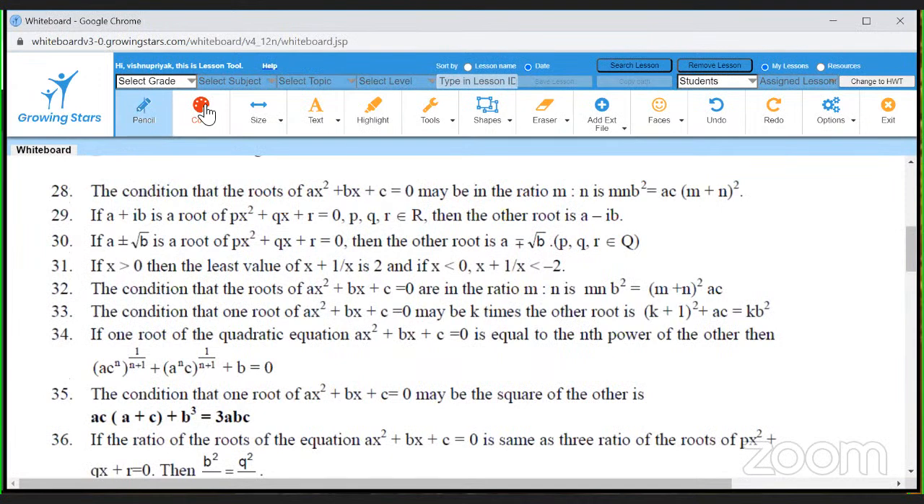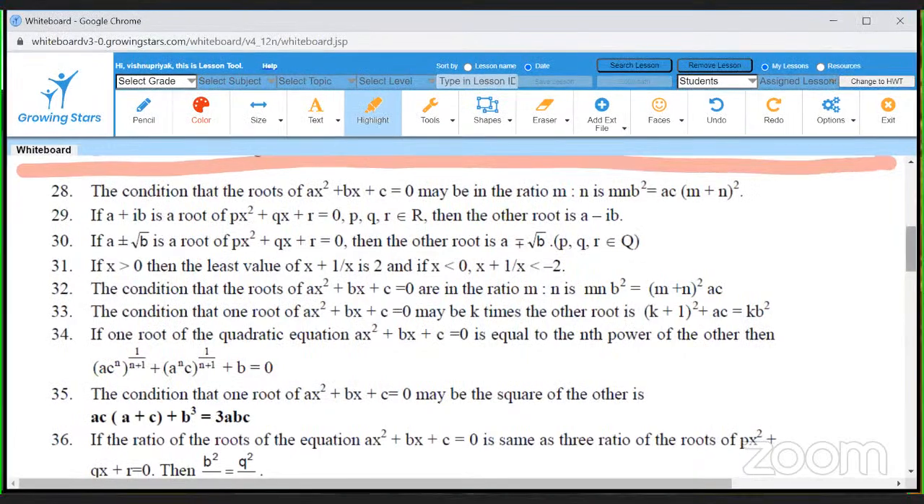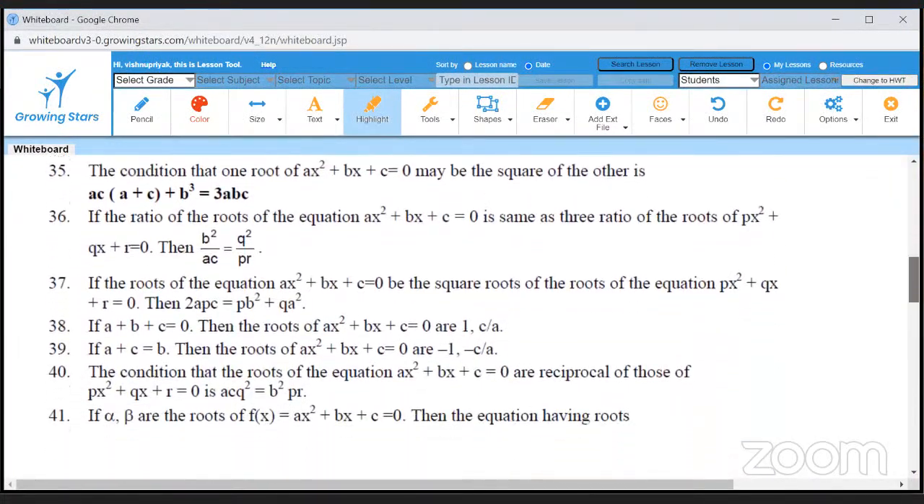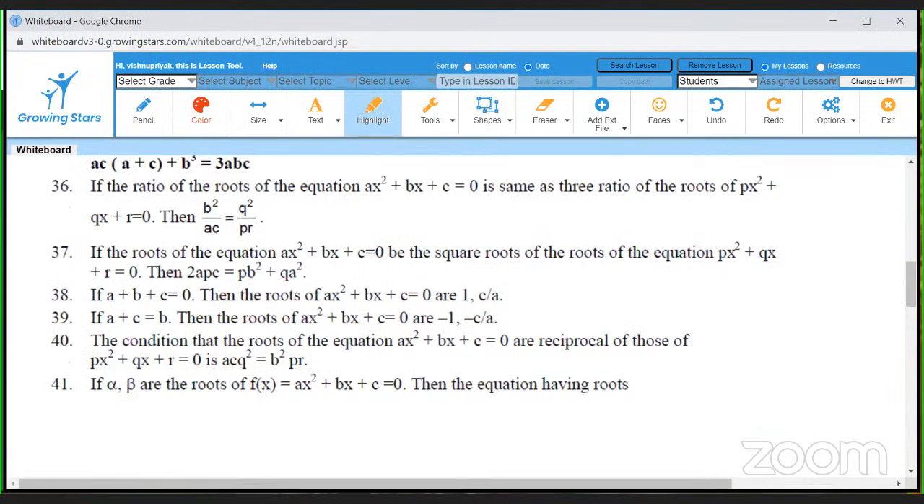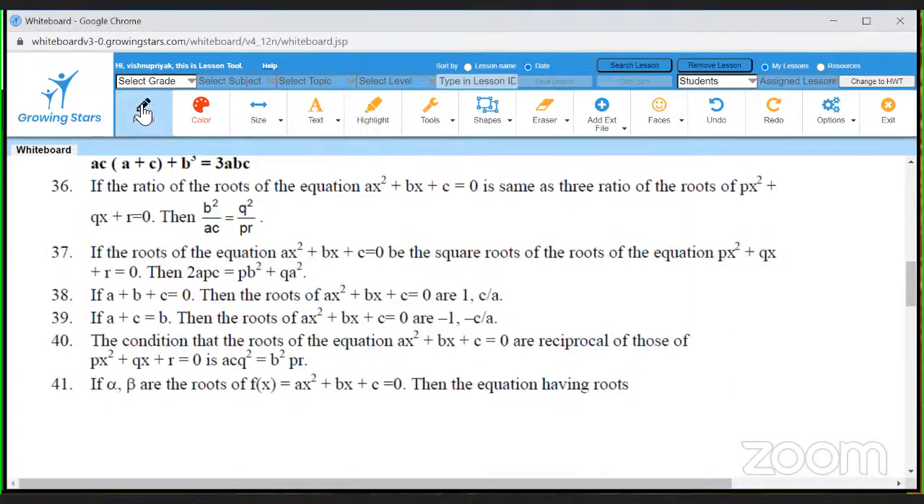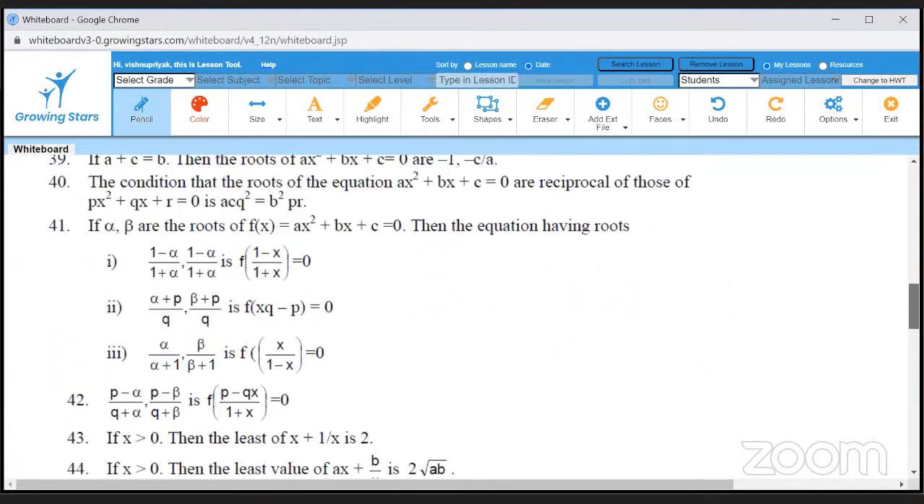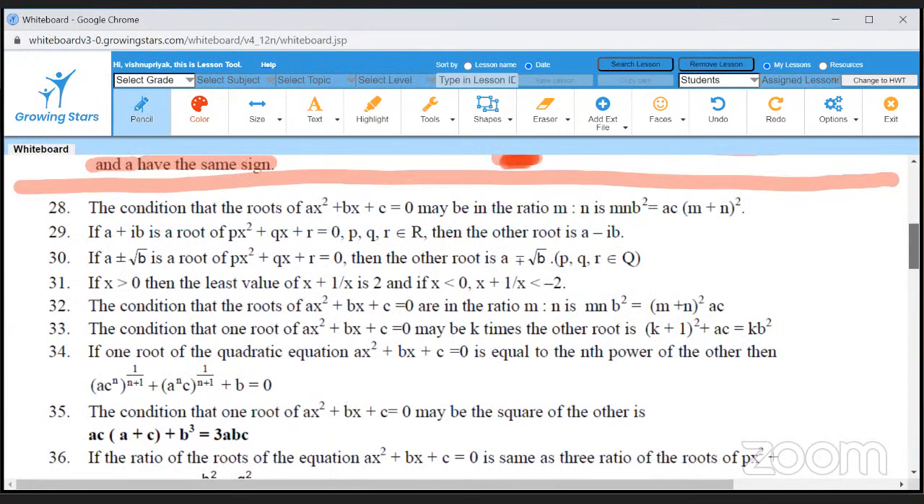Shortcut formulas start from the 28th. I'm drawing a line. Forty-one is not yet complete. So all these from the 28th.